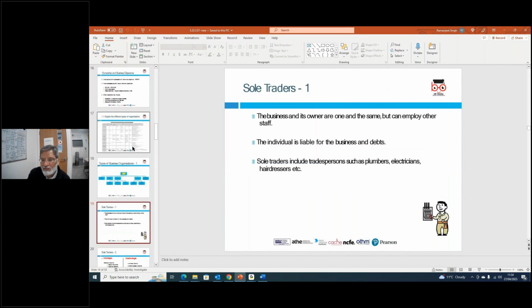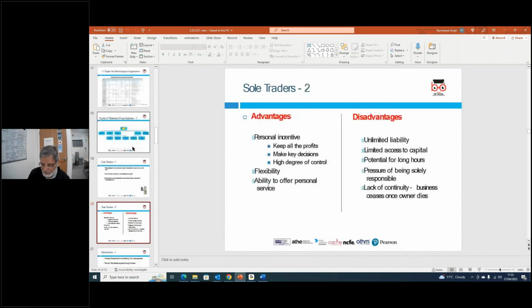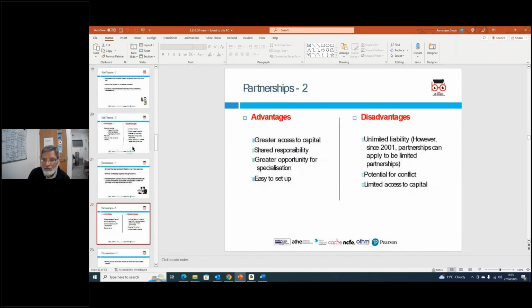So we looked at the sole trader, advantages and disadvantages, and partnership. We looked at one or two advantages and disadvantages. We looked at limited liability, private limited company. You need to look up private limited companies, advantages, disadvantages, the capital, the requirements, and examples of private companies and partnerships here.